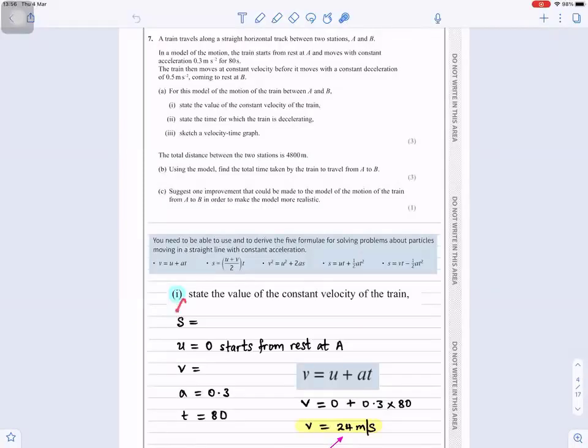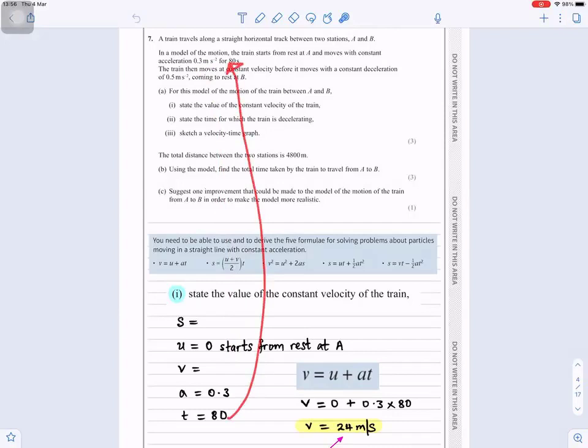So we'll first of all write SUVAT. The displacement, we don't know that. U is equal to 0 because it starts from rest at A. V, we don't know. Acceleration is 0.3 meters per second squared. And time is equal to 80 seconds.